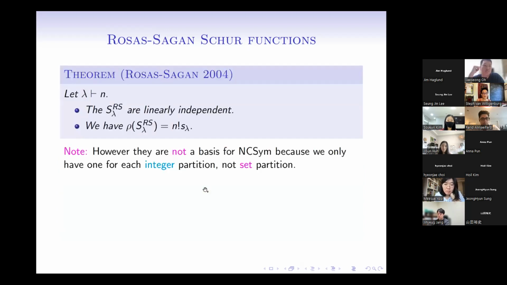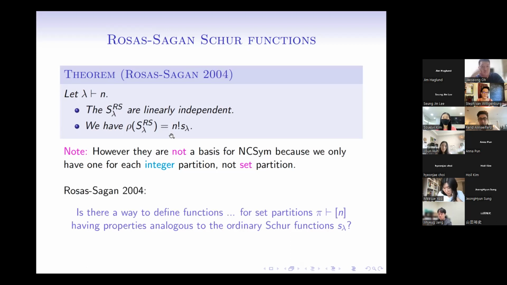Then Rosas and Sagan were able to show that the Rosas-Sagan Schur functions are linearly independent, and when you let the variables commute, what you get is the classical Schur functions along with a coefficient. However, notice that unfortunately, unlike the other functions we've looked at, they are not a basis for our symmetric functions in non-commuting variables because we only have one for each integer partition, not one for each set partition.